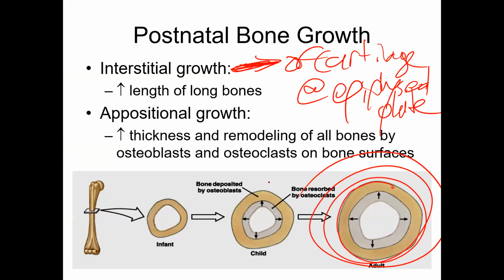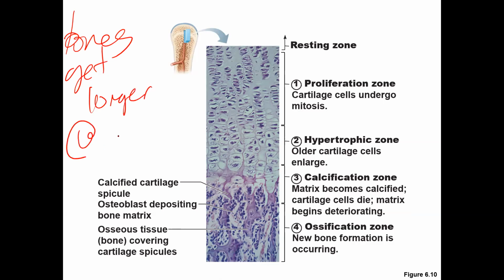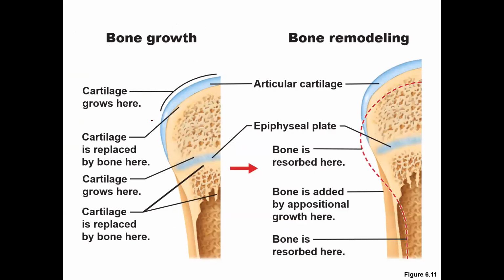This is really, really important. It's important that you understand that growth of the long bones in terms of length happens at the epiphysis. Bones get longer at the ends. Not in the middle, right? Cartilage grows here, and it pushes the epiphysis away from the diaphysis.